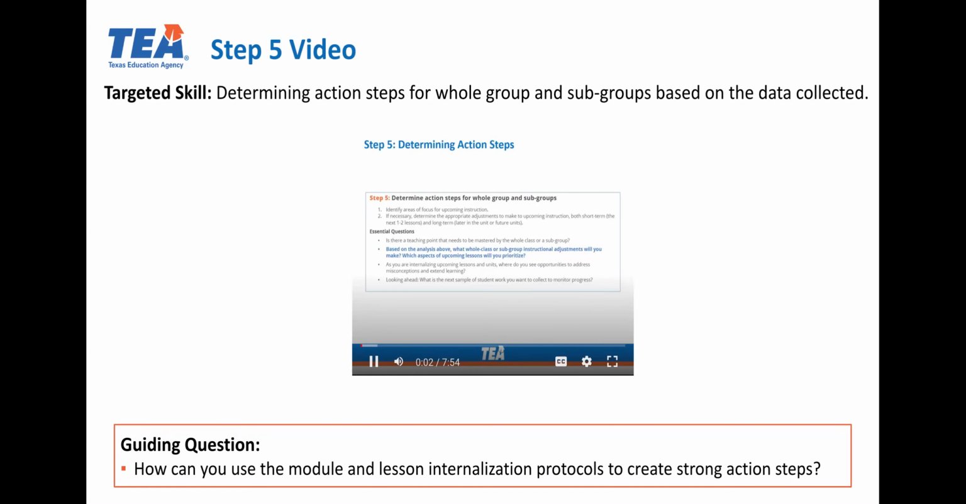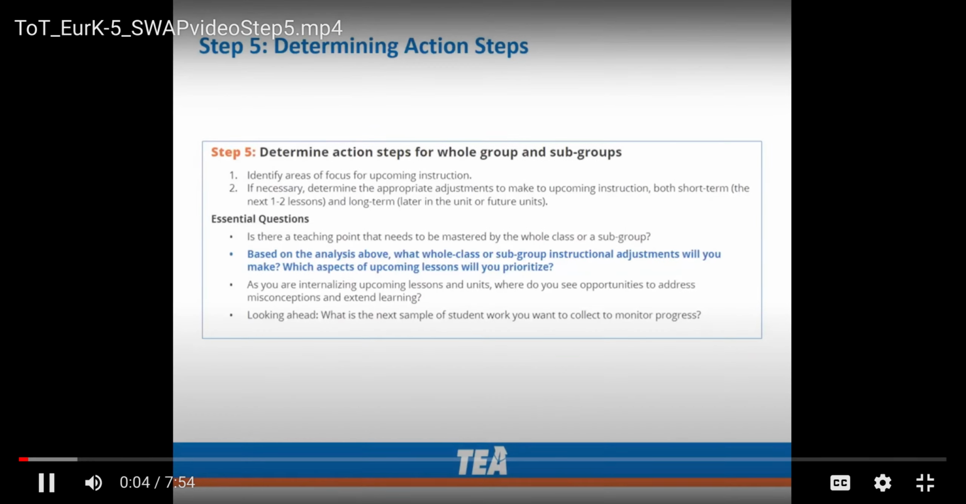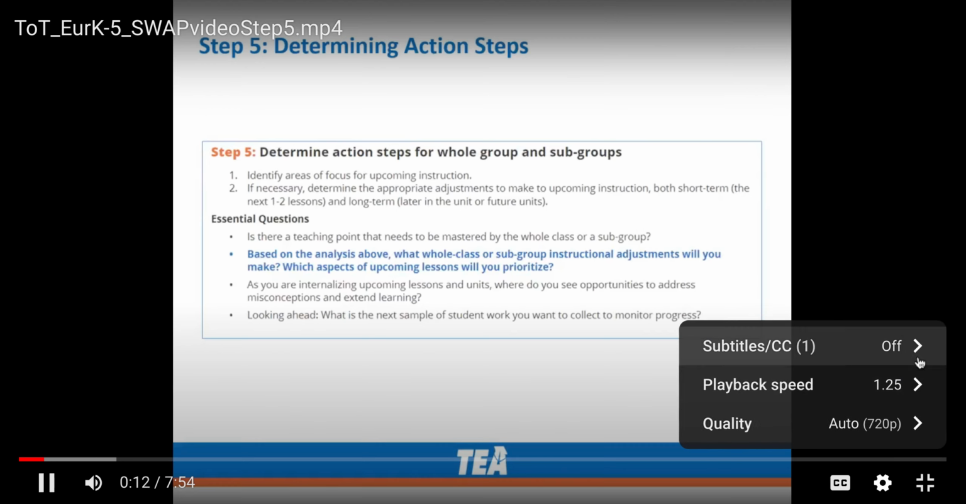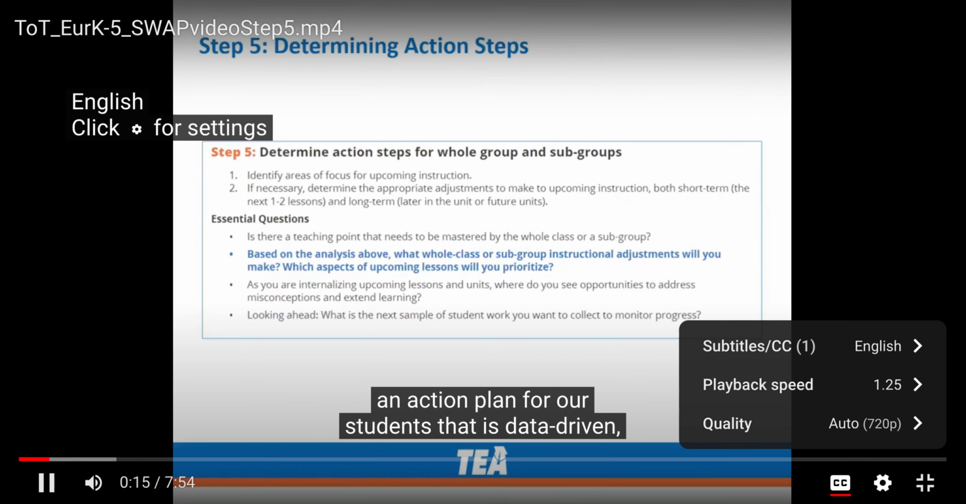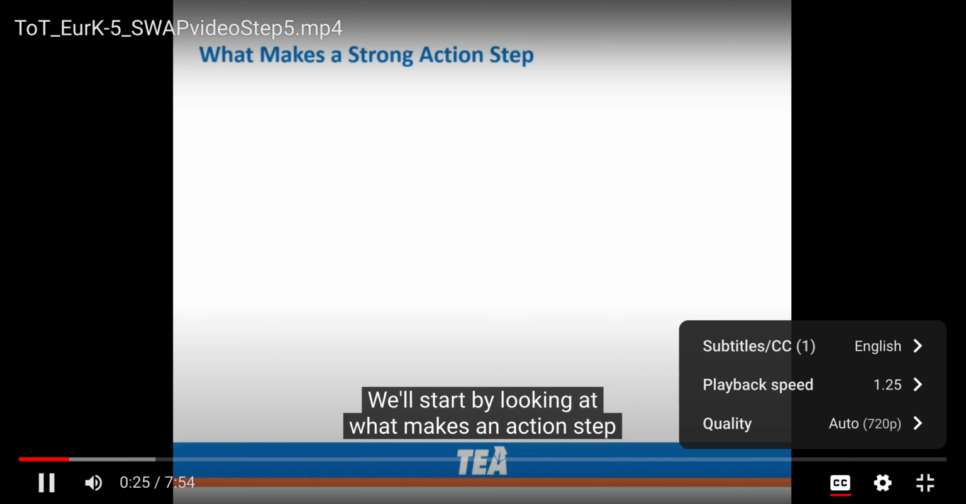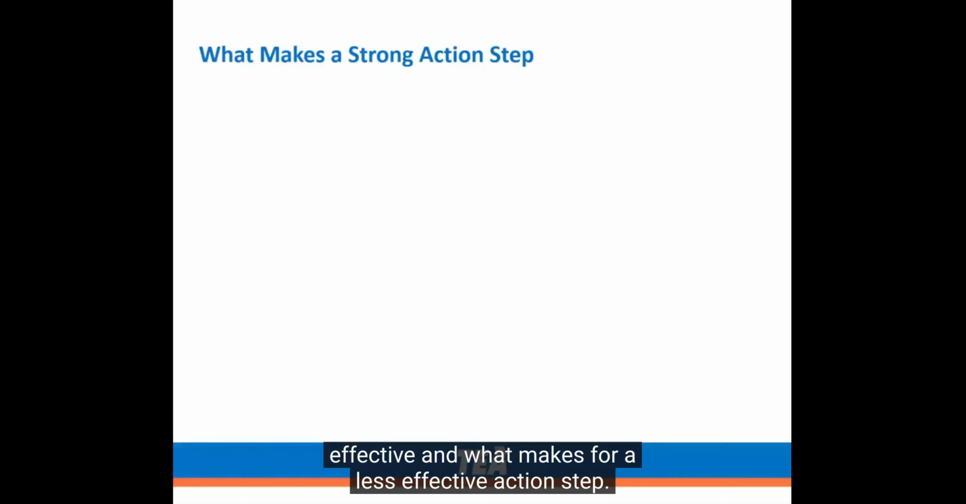Finally, we come to step 5. Here, we will be taking all the work and analysis that we have done on the problem set and use it to create an action plan for our students that is data-driven, grade level appropriate, and moves our students forward without remediation. We'll start by looking at what makes an action step effective and what makes for a less effective action step.